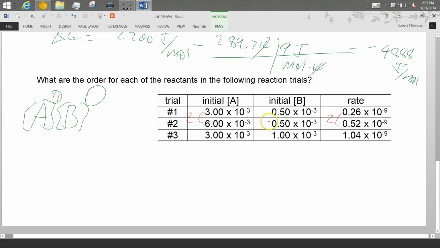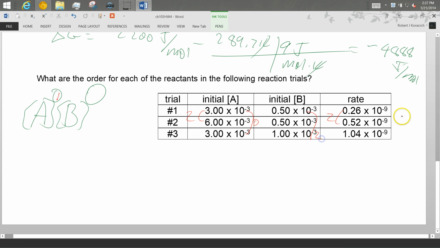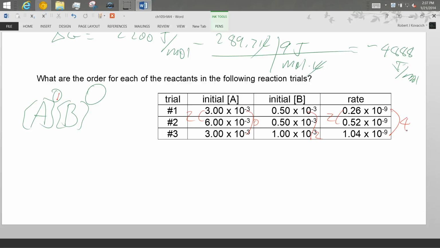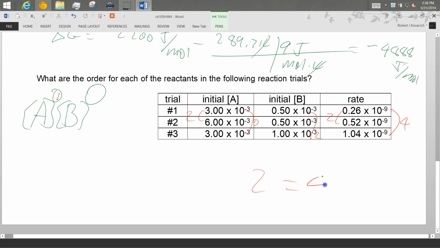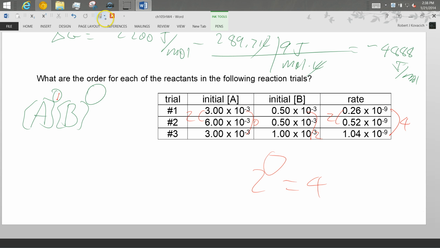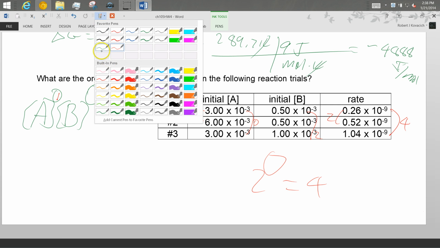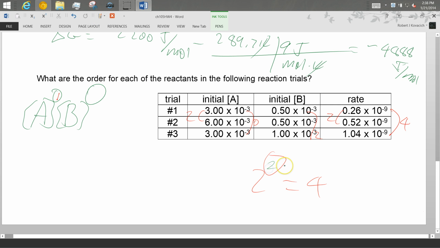1 and 3? So nothing happens here, and here I have a doubling, and here I have a quadrupling. So the rate quadrupled, A had nothing to do with that quadrupling, B doubled, and that turned it into a quadruple. So for 2 to equal 4, 2's exponent needs to be a 2. So then I've got a 2 for the order for B. That's it. We good with that?